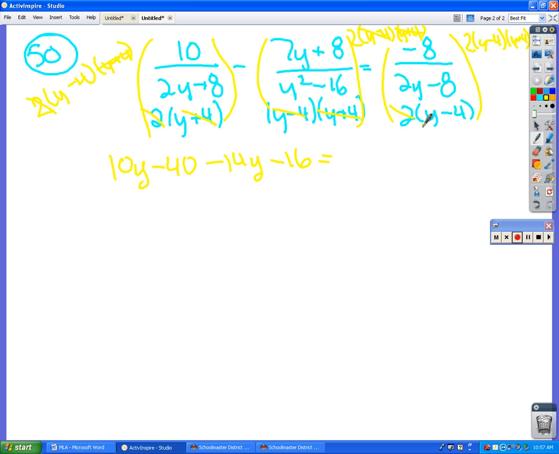All right, and then this over here, the 2's cancel, the y minus 4 cancels. So if I distribute the negative 8, I get plus 4. It's a plus 4, so it'll come out to be minus 32. Okay? And I will leave the solution to that simple algebra equation to you.